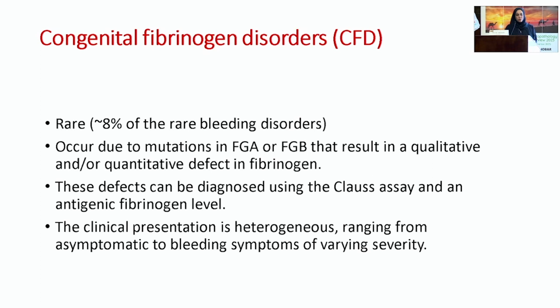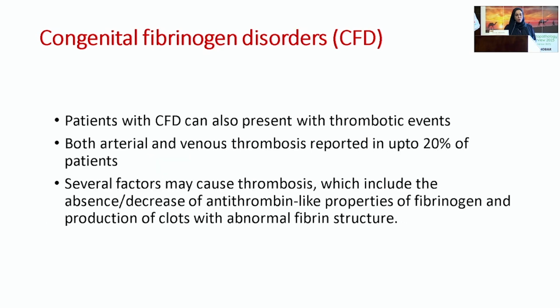So these disorders are actually rare, only 8% of all rare bleeding disorders. It's usually a mutation in the fibrinogen A or B gene that results in qualitative or quantitative defects. And these defects, as I said, can be diagnosed with the Clauss assay and antigenic fibrinogen level. The clinical presentation is heterogeneous. They can present with bleeding, asymptomatic, or with thrombosis like our patient. They can have, as in lupus anticoagulant, both arterial and venous thrombosis.